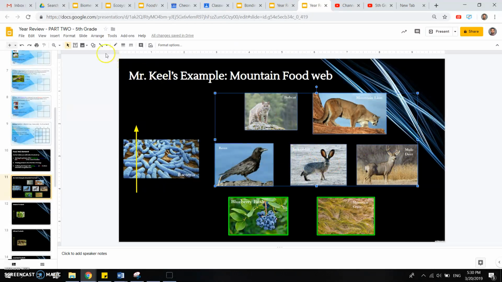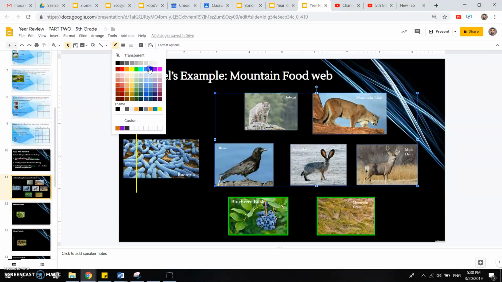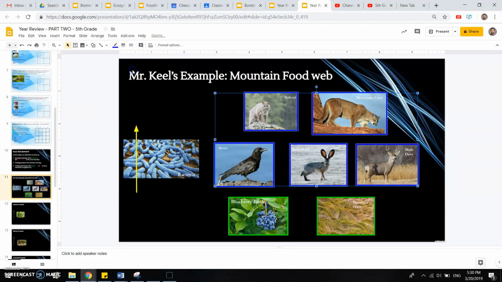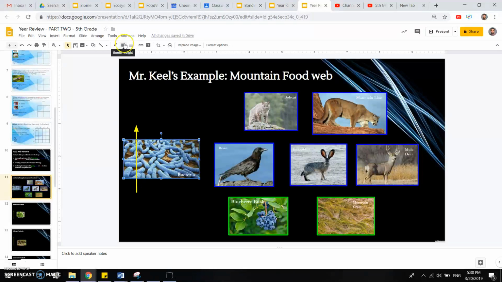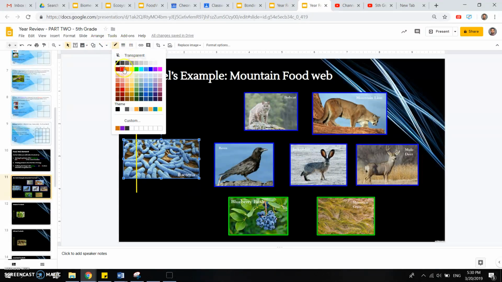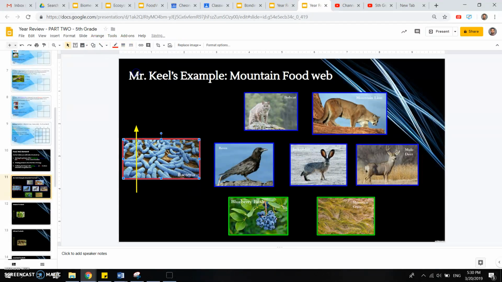I'm going to hold shift and select them all, make them blue because they're consumers, make my bacteria red, and then I'm going to draw my arrows. I'm just going to use this one, Control C, Control V, to do some copy and pasting. So let's start. Just know that a jackrabbit would eat grass. Like I said, the raven would eat blueberries, and I bet that rabbit would eat blueberries, maybe even the deer.